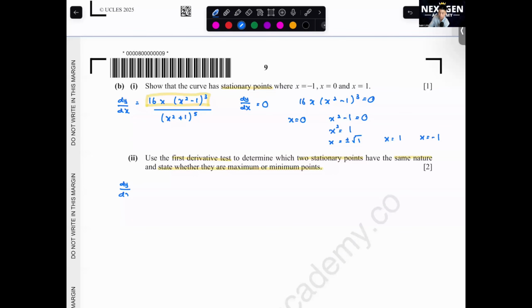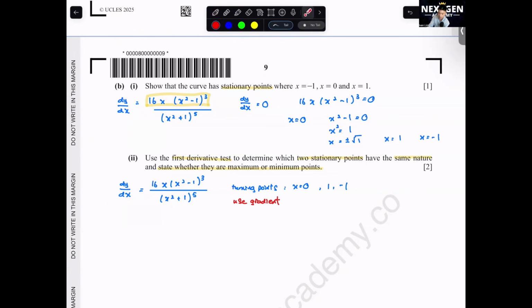I write down here again: dy over dx is 16x, x squared minus 1 cubed over x squared plus 1 to the power of 5. The turning points that we have will be x equals 0, 1, and -1. What we are using here is we need to check the gradient for the points before and after the turning point. So we use the gradient. This is the first derivative test.